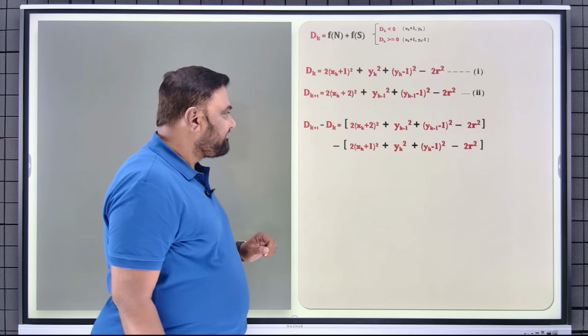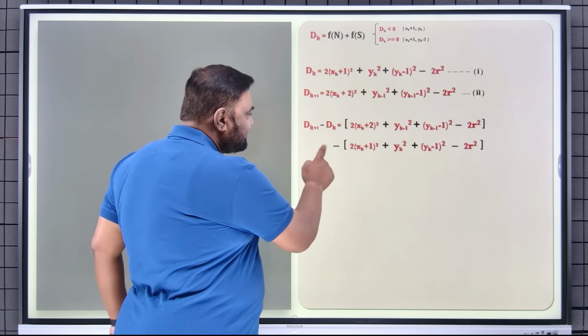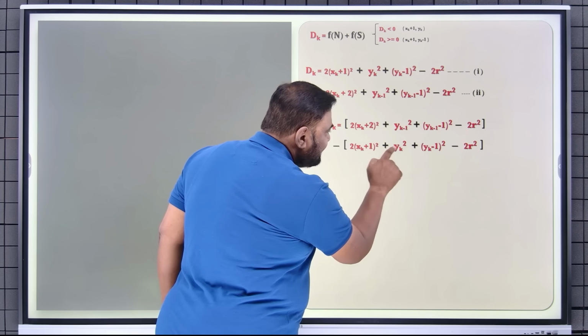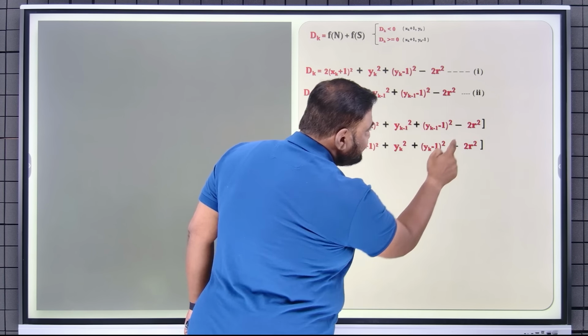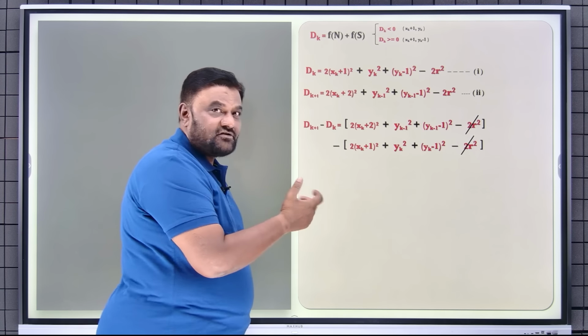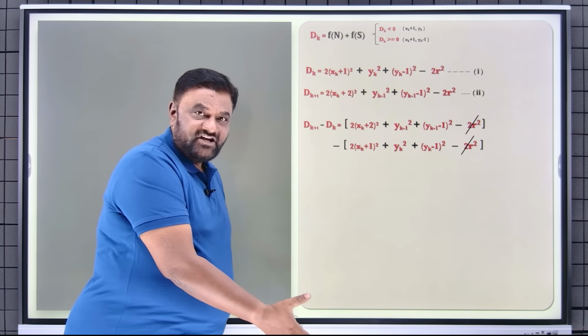Watch this. Now, we have to subtract this portion from this one. All these values will become negative, negative, negative, and this becomes positive. So you can see that these two get cancelled. So I'll cut off this one and this one. Those are gone. Now next step, we have to simplify.